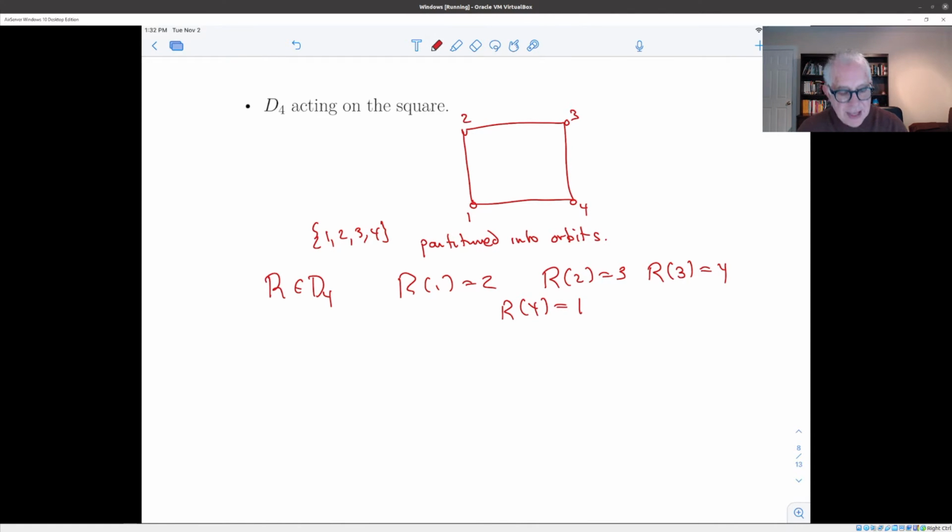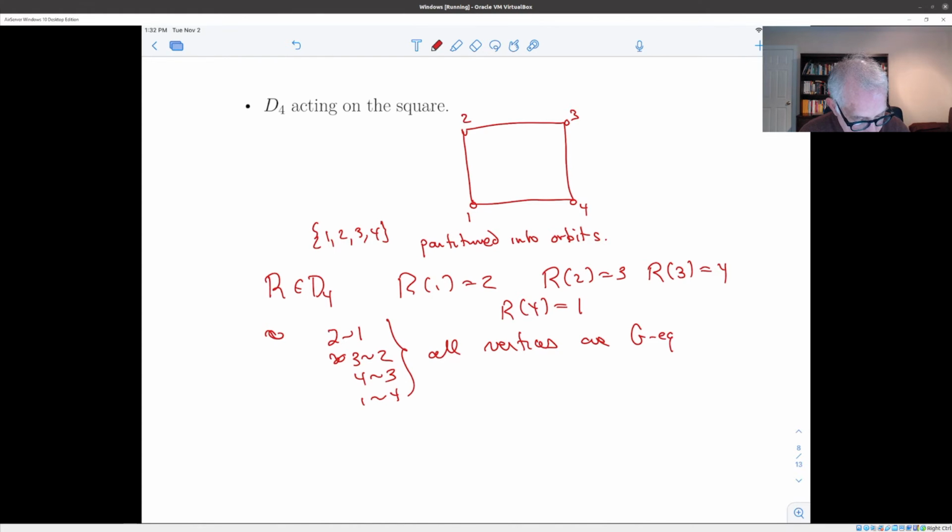And if you look back at the definition of equivalence, that means that 2 is equivalent to 1, 3 is equivalent to 2, 4 is equivalent to 3, and 1 is equivalent to 4. In other words, all the vertices are G-equivalent. So there's only one orbit.